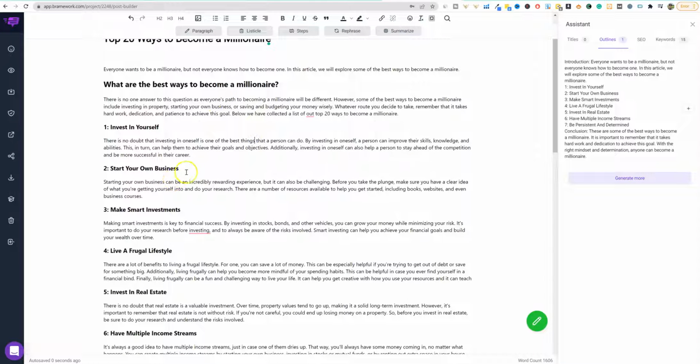And then you just keep going, starting your own business. Starting your own business can be an incredibly rewarding experience, but it can also be challenging. Before you take the plunge, make sure you have a clear idea of what you're getting yourself into. There are a number of resources. And then what I'll do is every 3 or 4, I would tie it back in to make it continue to stay on point.